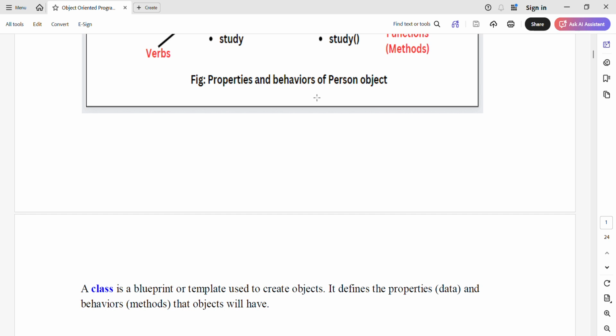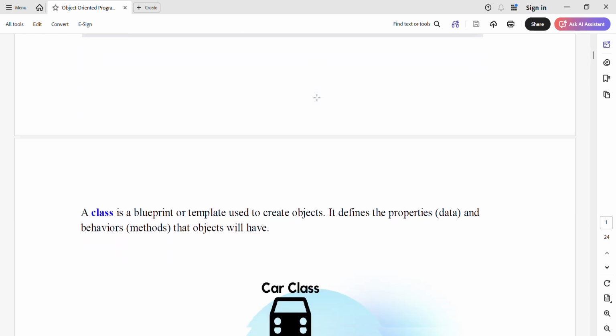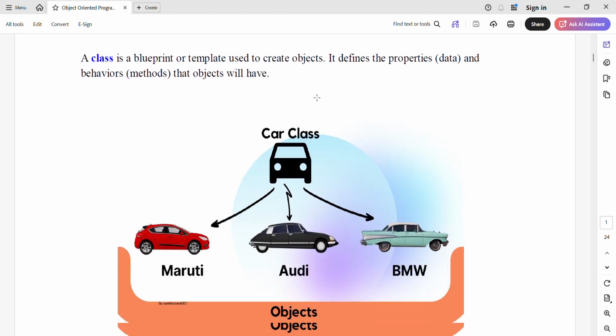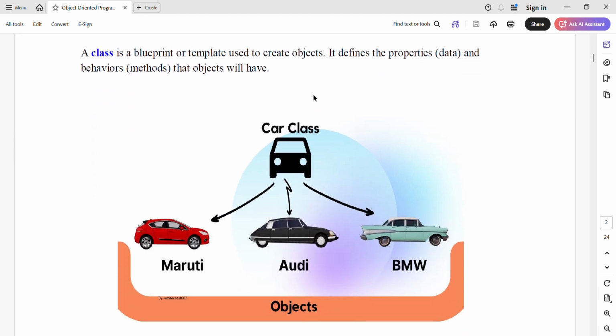So next one is class. Class is a blueprint or template for creating objects. Let us consider an example of a car. In the car example, a car comes under four-wheeler. So four-wheeler is a class.